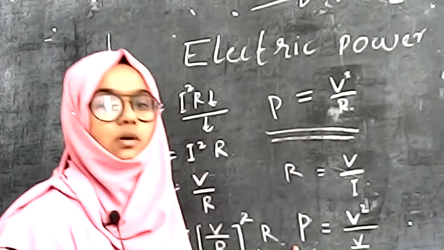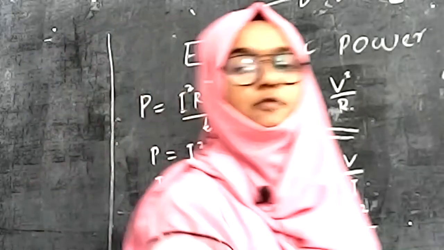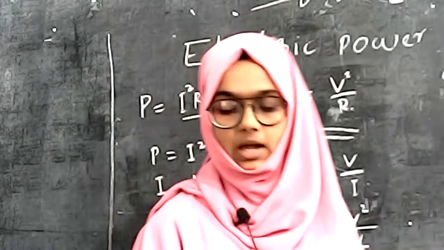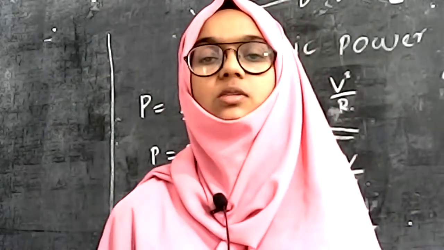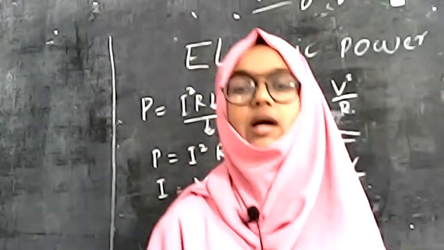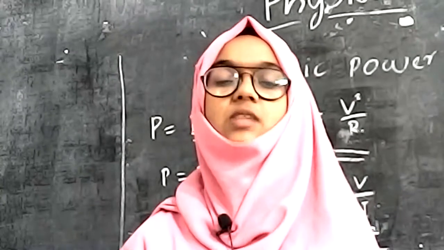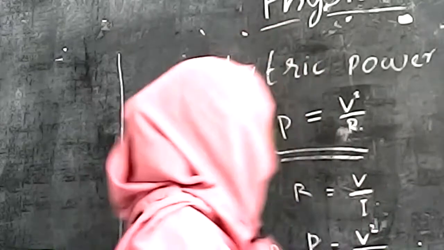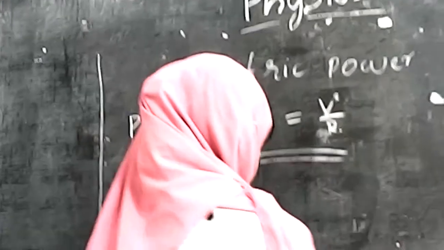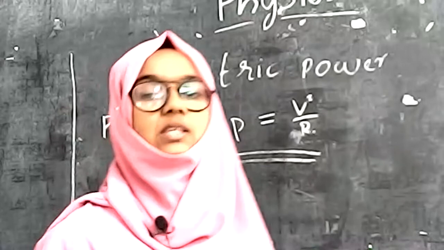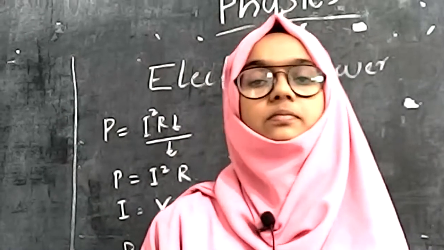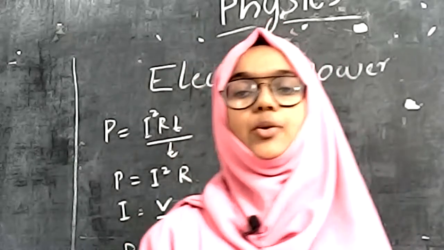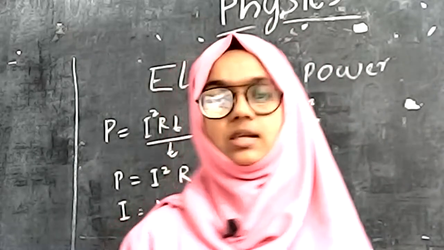So from Ohm's law we take R is equal to V by I and put that into this equation, and we get another equation for power based on Ohm's law. P is equal to V square by R is the basic equation. Power is the amount of energy consumed by a home appliance in a unit time, and that is known as the power.